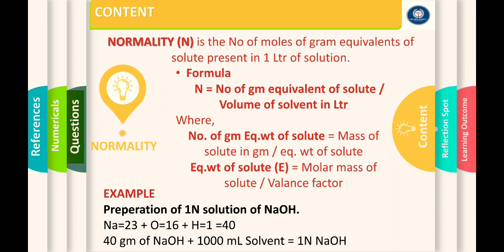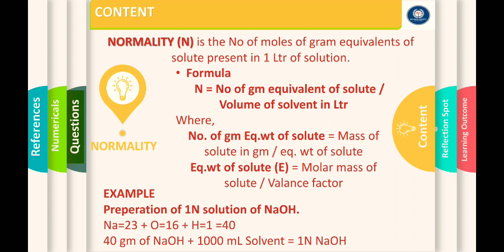So for better understanding, here is an example of preparation of one normal solution of sodium hydroxide. When we want to prepare 0.1 normal solution of sodium hydroxide, then we have to calculate the equivalent weight. Here the equivalent weight of sodium hydroxide: the atomic weight of sodium is 23, oxygen is 16, and hydrogen is 1, and the summation of the three terms is equal to 40.